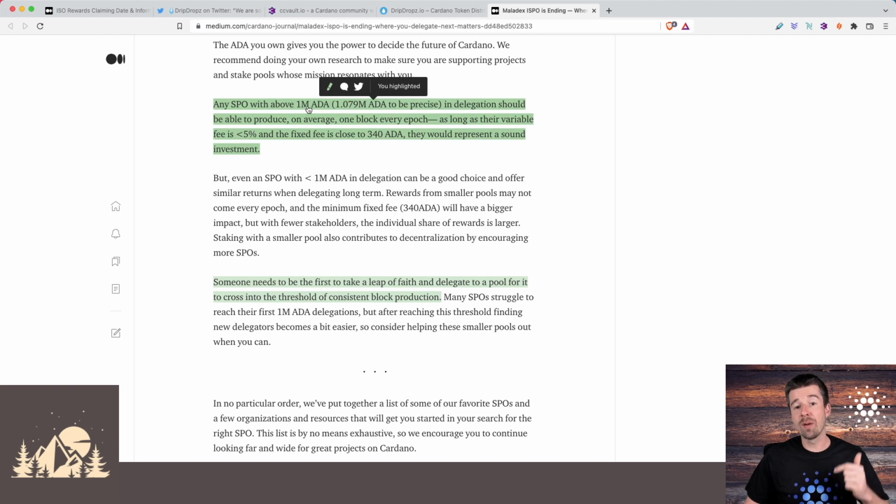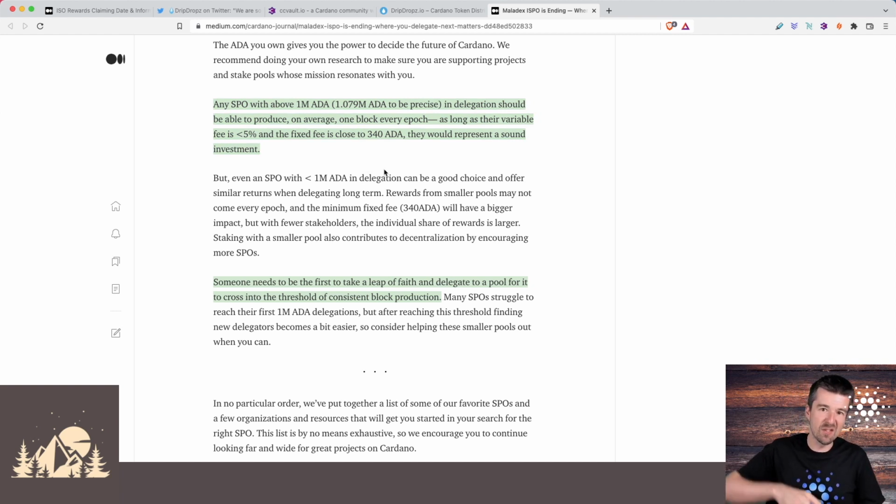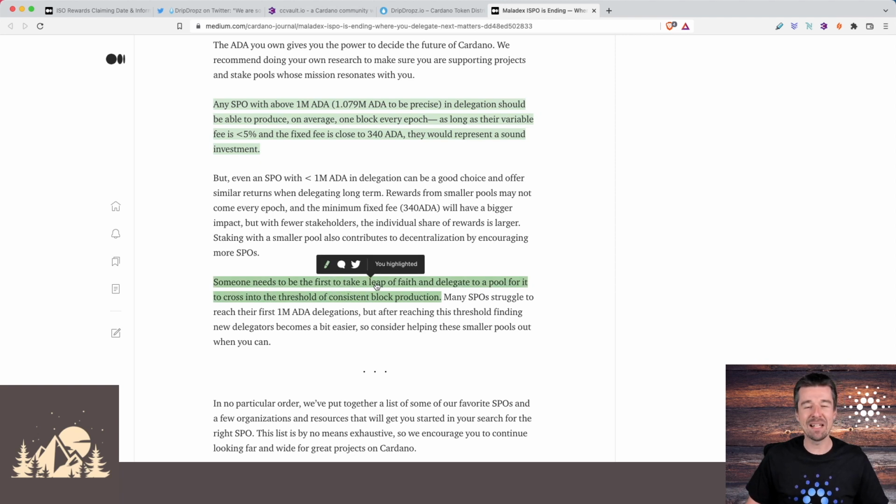Any stake pool that has more than about 1 million ADA in its delegation should be able, on average, to make about 1 block every epoch. This is probably closer to maybe 2 or 3 million, but I think what they're getting at is that if you have a block, you skip a few, you have another block, the rewards that these small pools get, the spikes that they get, kind of average out over the long run. And this is true. There's a nature of lumpy versus consistent returns. As long as the variable fee is less than 5% and the fixed fee is close to 340 ADA, it would represent a sound investment, because in the long run, even the largest pools and the smallest pools all converge to that same range of 4 to 6% return on stake. But the thing is that with the smaller pools, someone needs to take that first step and leap of faith to get these pools up to that 1 or 2 or 3 or 5 million mark.